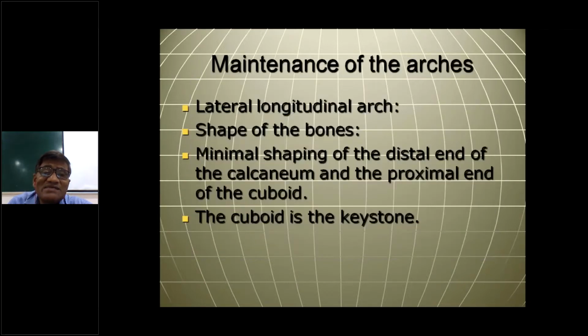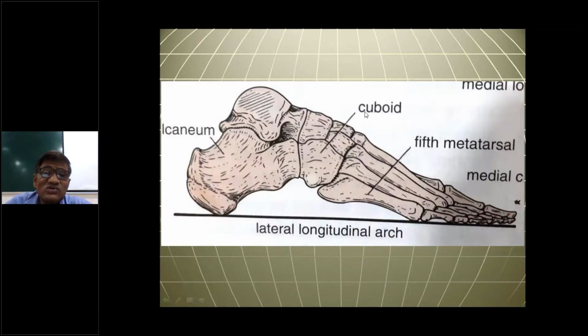Let us look in the same way at the lateral longitudinal arch. Shape of the bones. Minimal shaping of the distal end of the calcaneum and the proximal end of the cuboid, just as much as is necessary for them to fit together. The cuboid is the keystone. So here they're fitted together nicely, cuboid and the calcaneum, and the cuboid is the keystone.